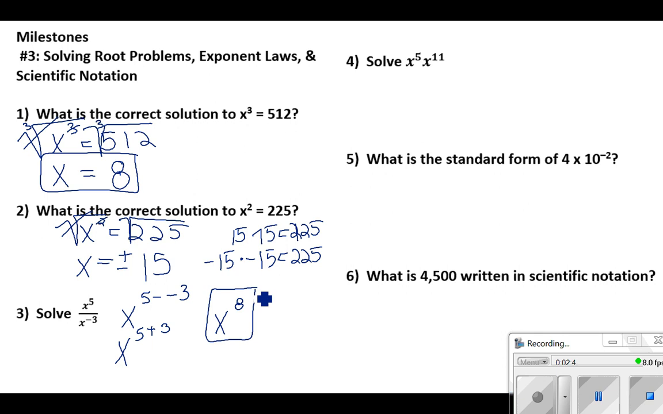Question number 4. X to the 5th power times x to the 11th power. We're finding the product of these two x's, and we're going to add the exponents. So you keep the base and you add the exponents. So our base is x, and we add our exponents. So x to the 5 plus 11, which is x to the 16th power, and that would be our final answer.